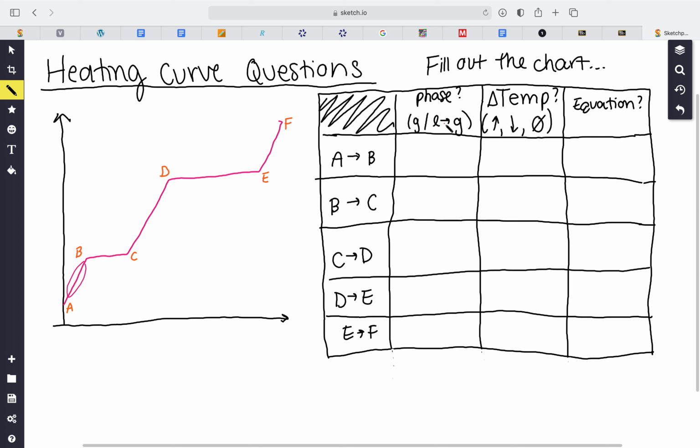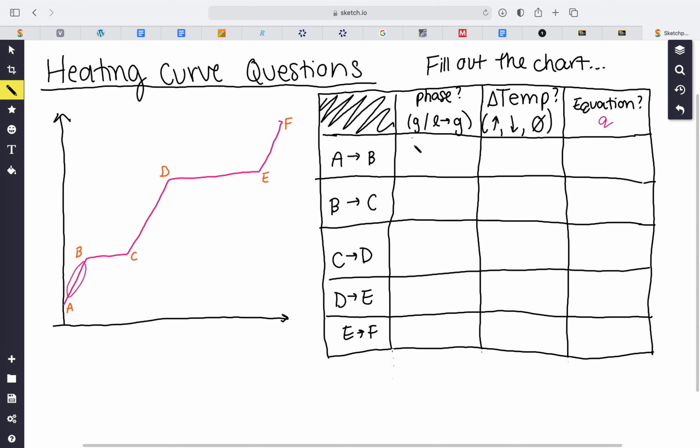Either it's going to be in a stable phase, so it's going to be a solid, liquid, or gas, or it's going to be changing phases. So you would say solid to liquid, or liquid to gas. You're also going to fill out what is happening to the temperature. Is the temperature increasing? Is it decreasing? Or is it not changing? And then which equation will you use to find your Q? So if you want to go ahead and fill that out, this will just help you with the concept of heating curves. I'll fill it out now.